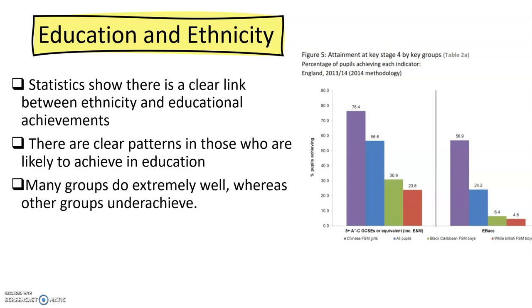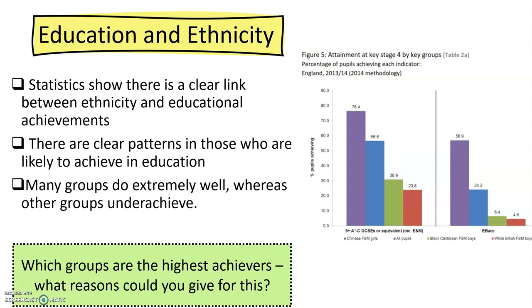So many groups do really well. Other groups underachieve, and we're going to look at which groups those are. So again, if you look at the graphs on the side, you can kind of see differences via Chinese female students versus all pupils and how well they do in comparison. So if you were going to make some predictions before we get into it, which groups do you think do well? So think about everything you know, who might do really well in education and who do you think might not do as well. So who would you kind of predict?